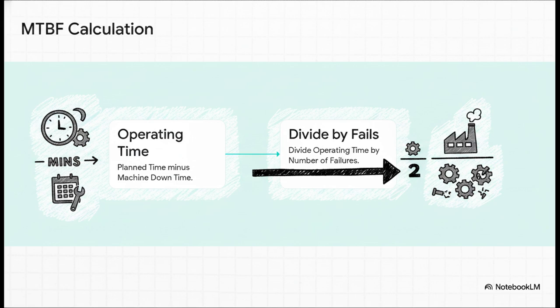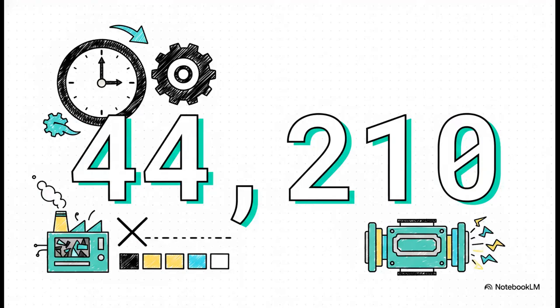Step 1, we take the total planned time and subtract the machine downtime. That gives us our true operating time. Then, step 2, we just divide that operating time by the number of failures. Easy, right? So let's go ahead and plug in the actual numbers from our sheet.